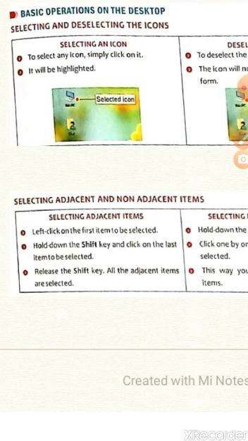Then hold down the shift key. There is a shift key on your keyboard, and then click on the last item to be selected. So you come down and then click on the bottom icon. Then these 2 items will be selected. Once it is highlighted, which shows that it is selected, release the shift key. All the adjacent and nearby items will be selected. Here on the screen you can see only 2, so 2 items will be selected. If you have 5 and you click on 5 items, 5 items will be selected.